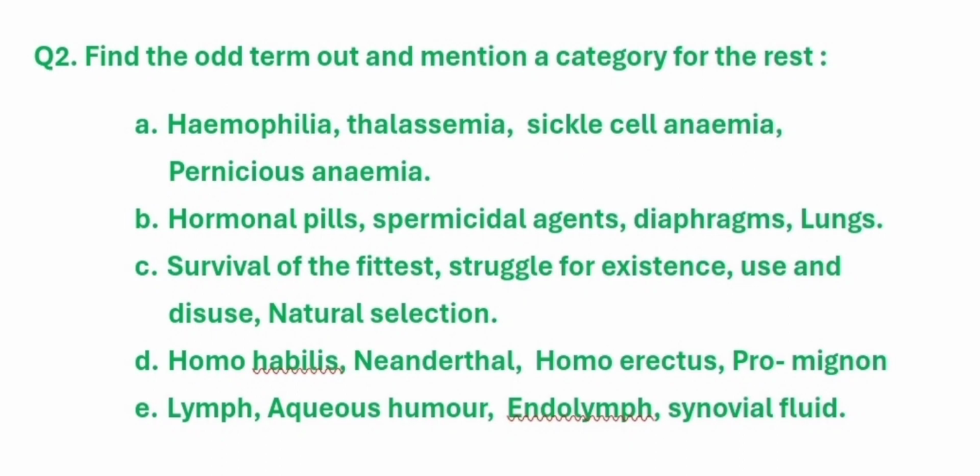The first was to name the following, which had 5 different parts. The second question is to find the odd term out and then mention a category for the rest, which you should put in a tabular form.